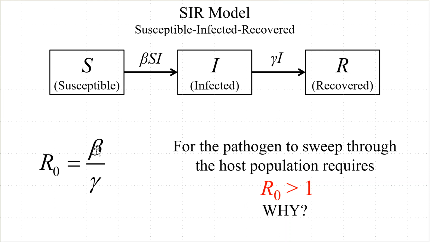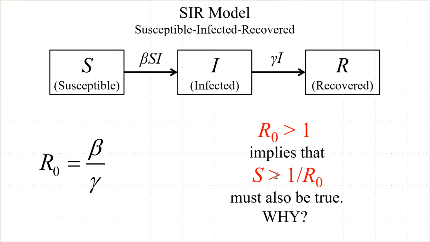R naught is the ratio of beta to gamma. Beta is the transmission rate from susceptible to infected, and gamma is the transition rate from infected to recovered. So if beta is less than gamma, that means individuals are moving faster from the infected to recovered class than from the susceptible to the infected class, which means you're decreasing the frequency of infected individuals over time, because you've got more going out of that box than coming into it. That's why R naught needs to be greater than 1 for the pathogen to run through the host population.